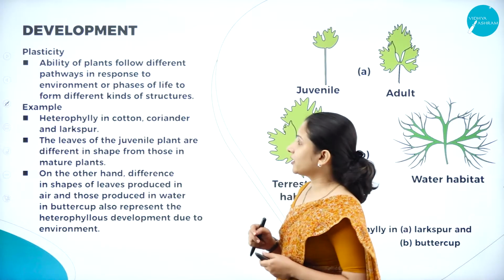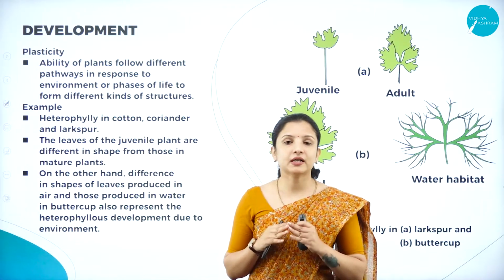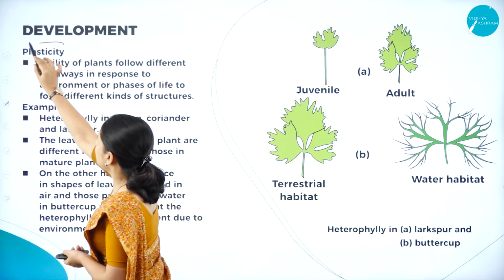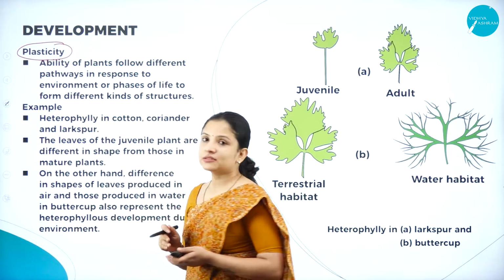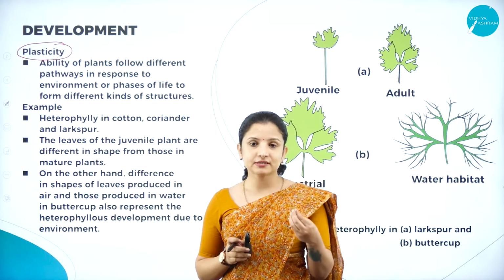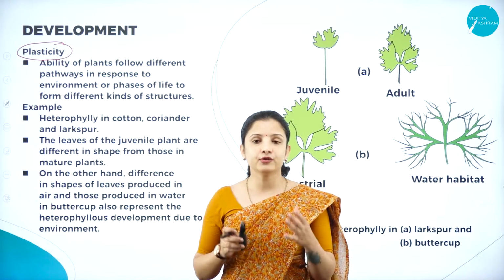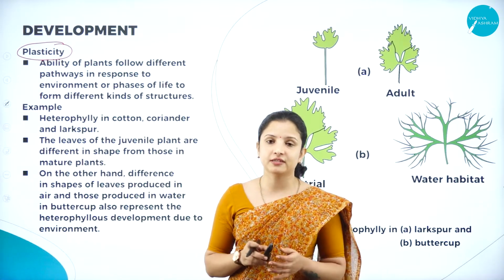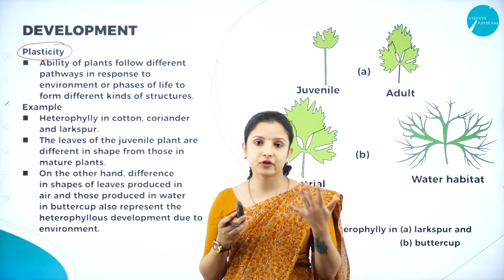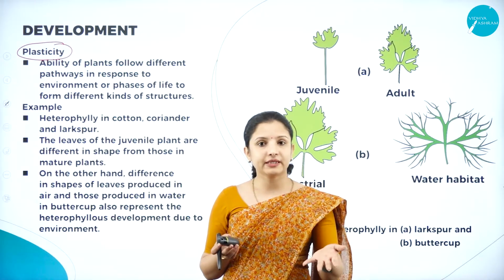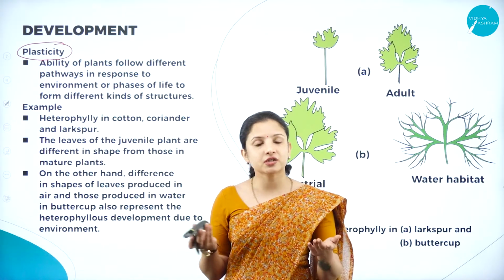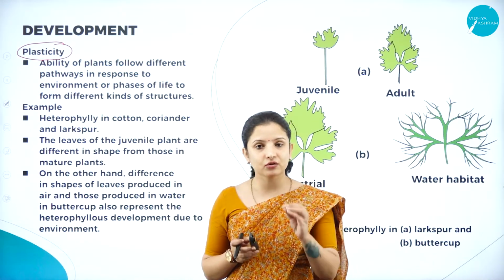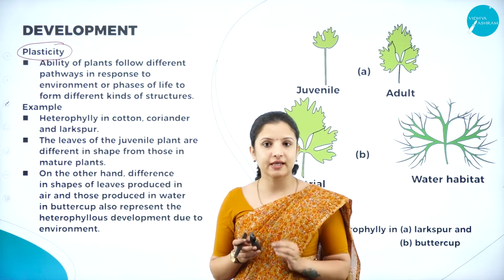So now, talking about development. In development, there are different terms that we have to concentrate on, and one such term is plasticity. Plasticity is nothing but the ability of the plant to look different when compared to the juvenile phase or the young phase. Some plants, for example in the leaf structure, will look completely different when they mature. That is called plasticity. And plasticity is also one of the concepts of development in plants.